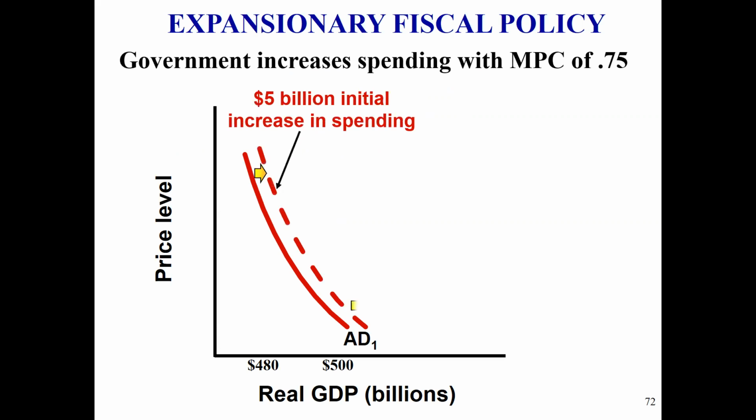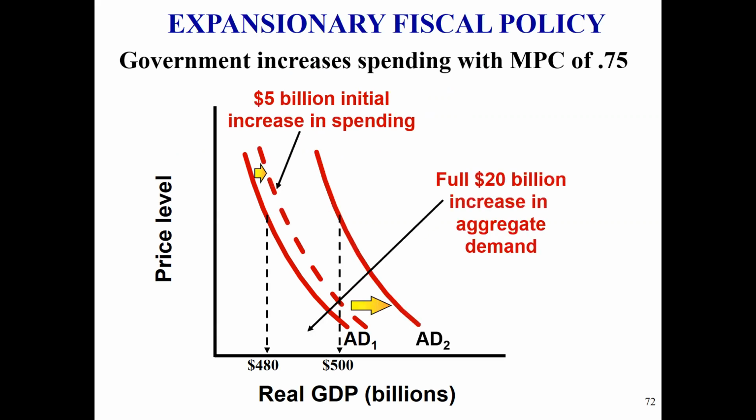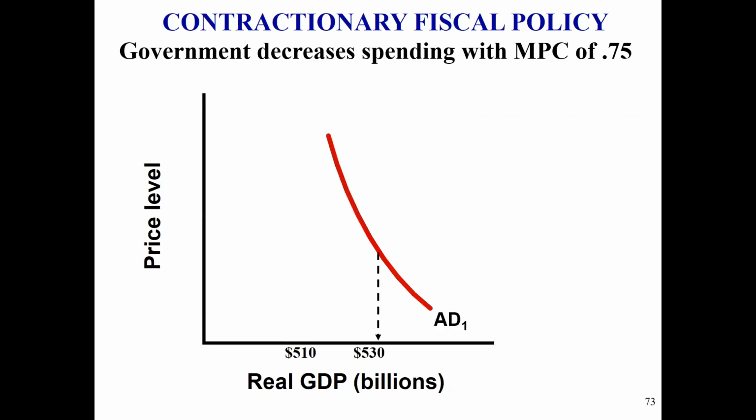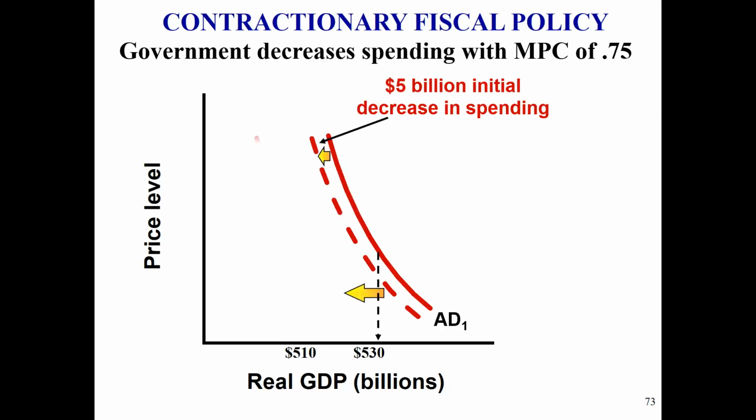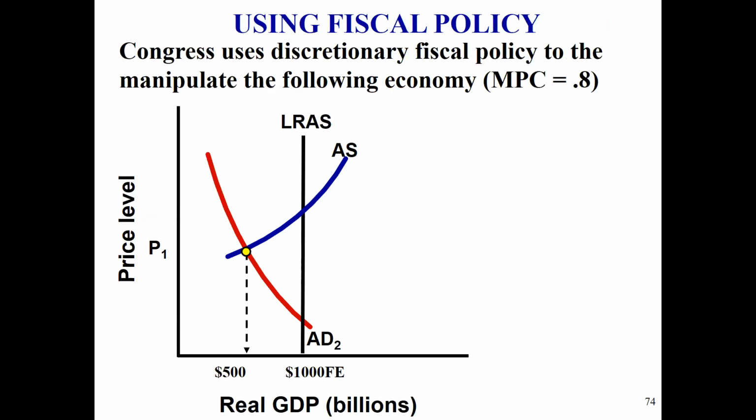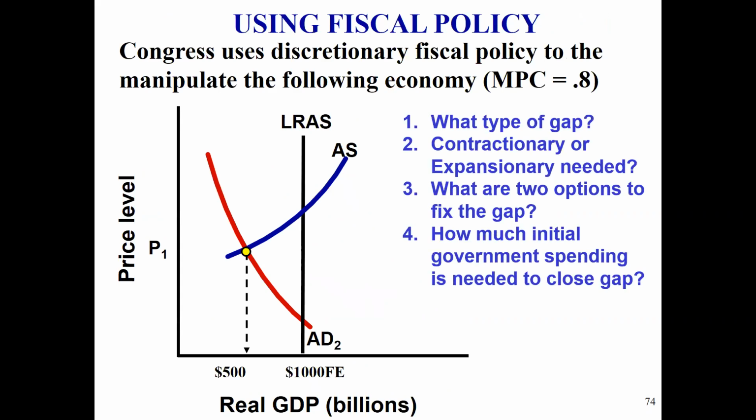I do not know what I'm trying to do on this one. I guess maybe I'm saying the gap is 20. So here, if the gap is 20, and trying to decrease it, the MPC, so that would be the multiplier is 4, so you decrease spending by 5 billion. I guess it was an example of the multiplier. And that's just another example.